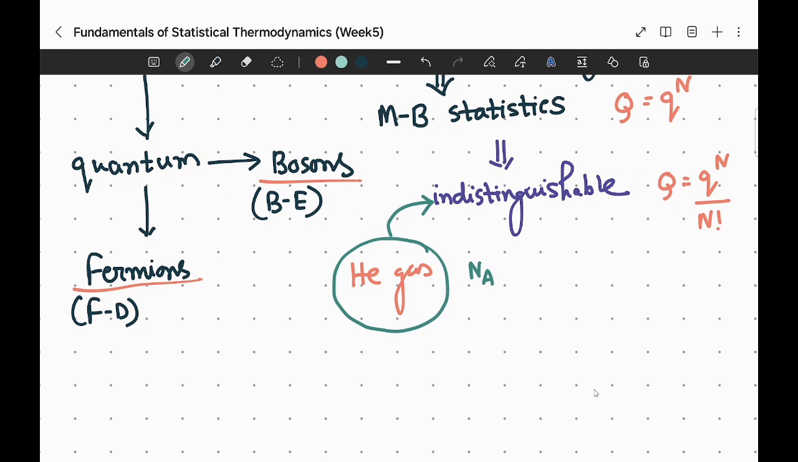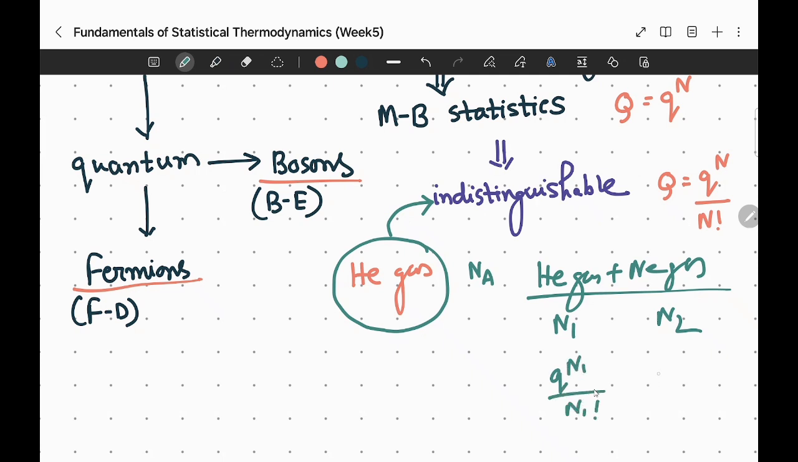Yes, in case of 1 mole of the same gas, the molecules are indistinguishable. But if you mix two gases, let's say helium gas plus neon gas, then they are not indistinguishable molecules. They are distinguishable, and there are two groups now. You have to account for those two groups. If it is n1 and n2, then it will be q to the power n1 by n1 factorial, q to the power n2 by n2 factorial, like this.